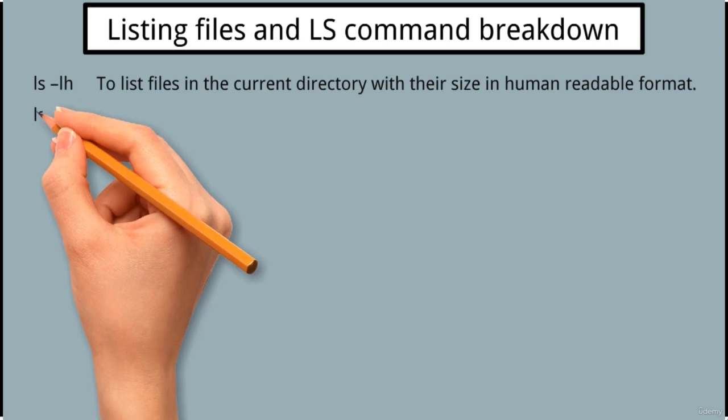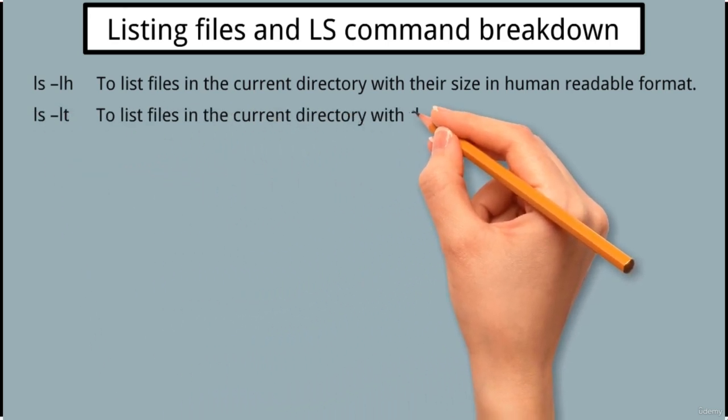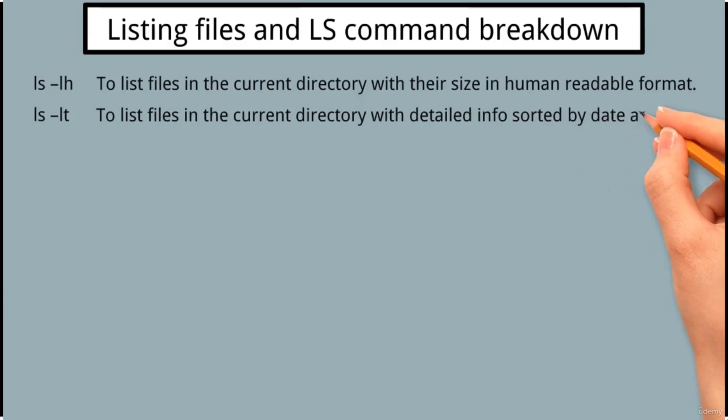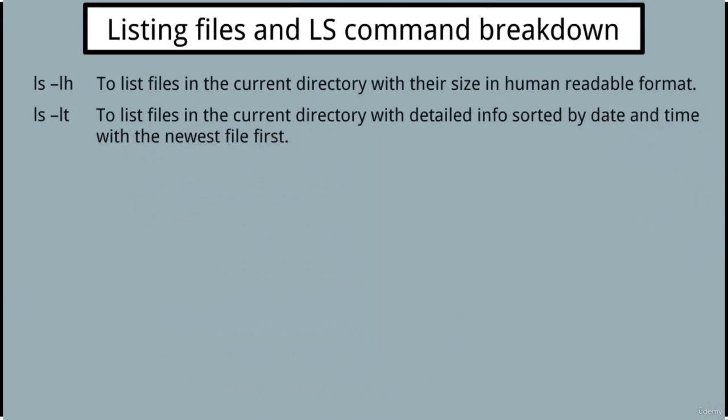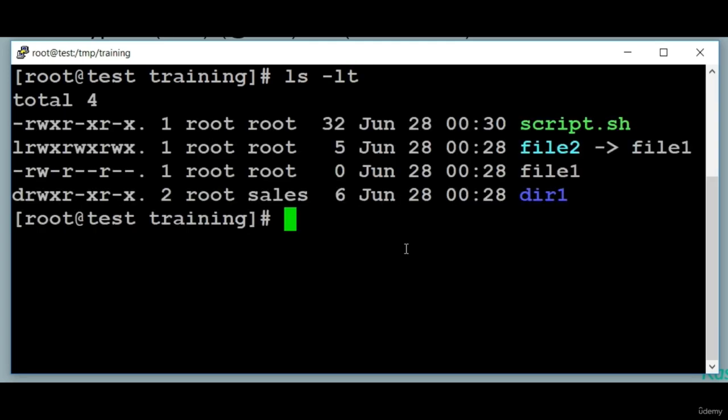Next command is ls -lt, to list files in current directory with detailed info sorted by date and time with the newest file first. So the t option sorts it by date with the newest file first. So let's see that command in action on the terminal. ls -lt, hit enter.